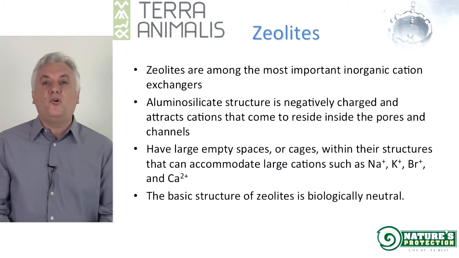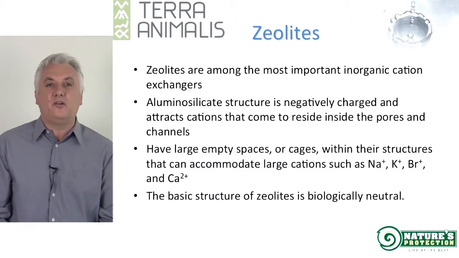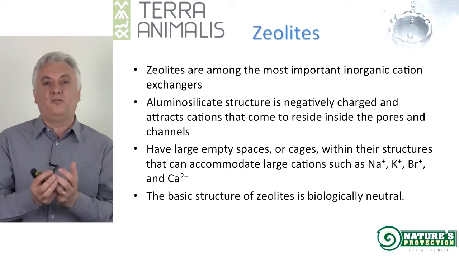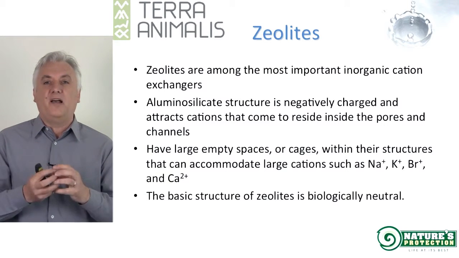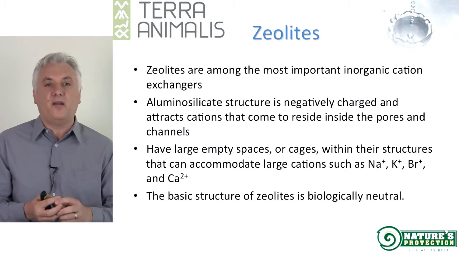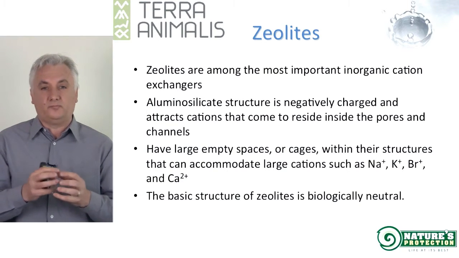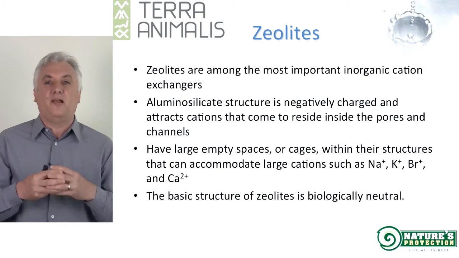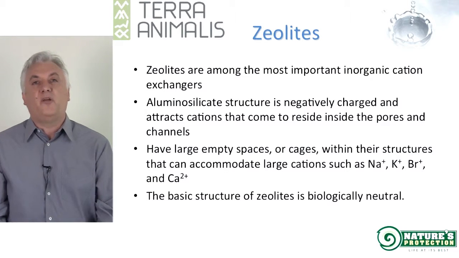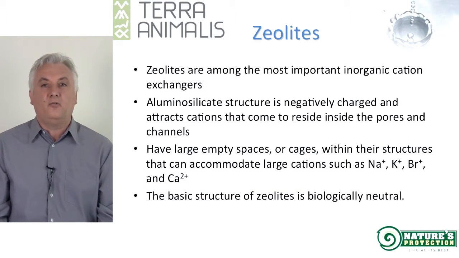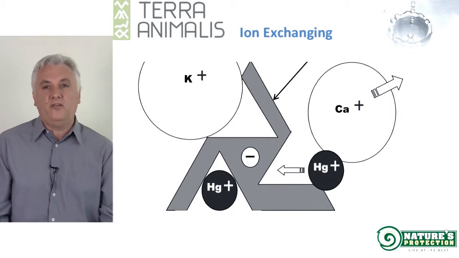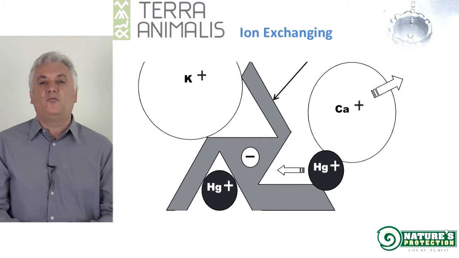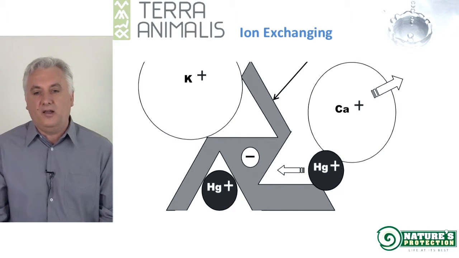So they are important inorganic cation exchangers. This cage is negatively charged and attracts cations that come to reside inside the pores and channels, and stay trapped. The cage is like a magnet: everything that comes into it stays trapped and is removed from the body. The basic structure of these zeolites is biologically neutral. This is an example of the cage. For example, heavy metals come into this cage, stay trapped, and are removed from the body. This is ion exchanging capacity.